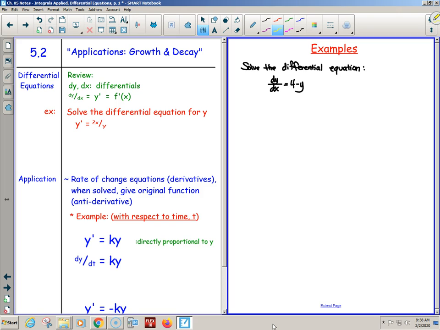But guys, hopefully when I write this down, you're like, oh yeah, duh, you've been saying it for the last week. dy dx, those are differentials, right? Implying differentiation has occurred, right?